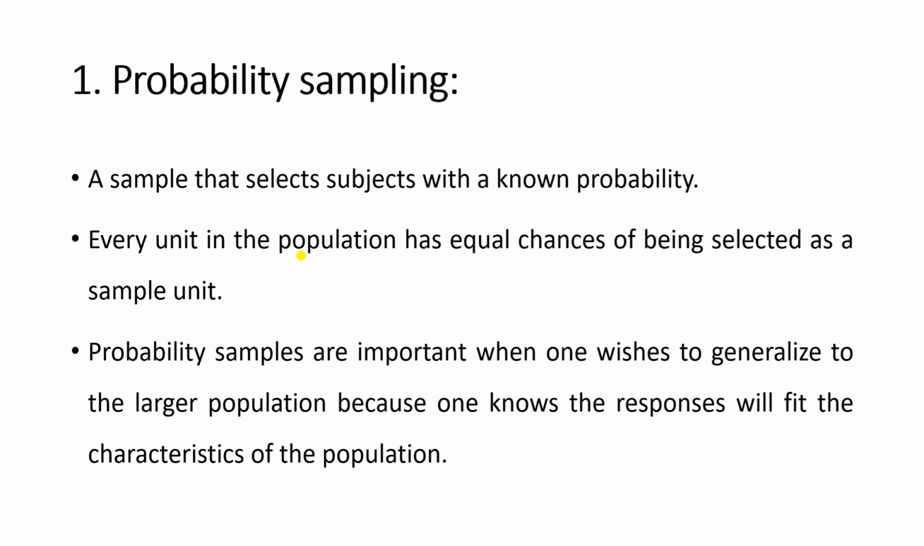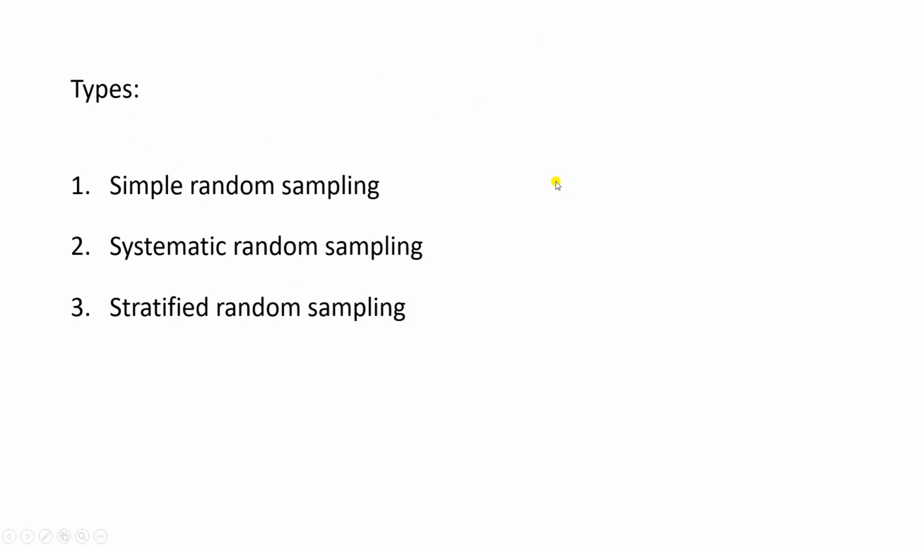Even though I have made my judgment or conclusion based on the study that I conducted on only 100 students. Okay. But as I told, we have to follow probability sampling for that. What are the different types of probability sampling? Simple random sampling, systematic random sampling and stratified random sampling.